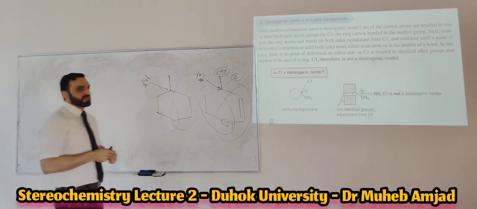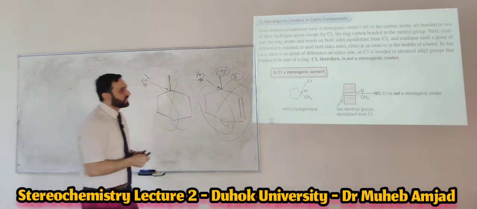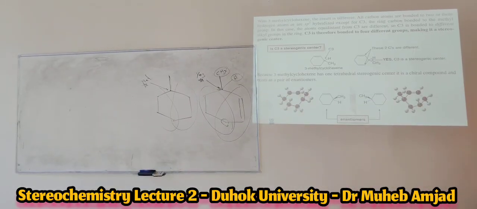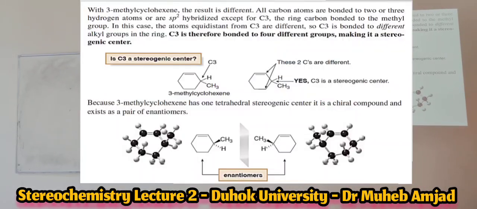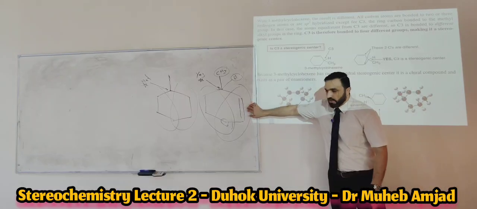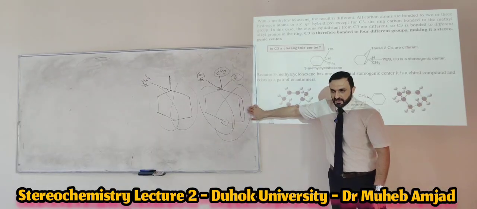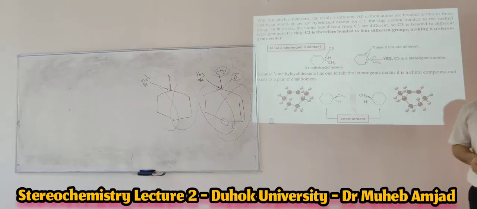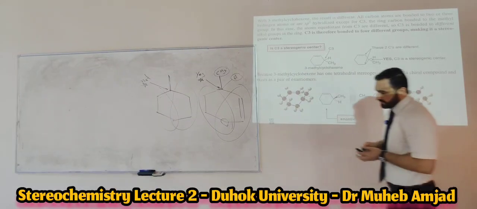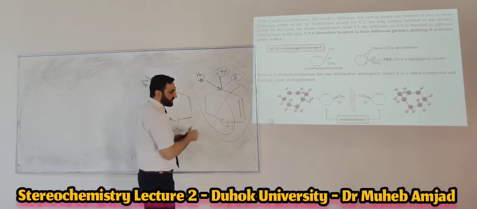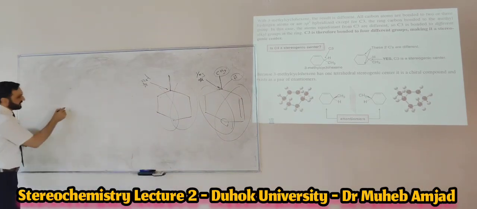I can give you many examples, but let's just go to the next slide. Look, if I told you to draw the enantiomers for this compound, 3-methylcyclohexene, number 1, for example, put all of this cycle on the plane of the board.